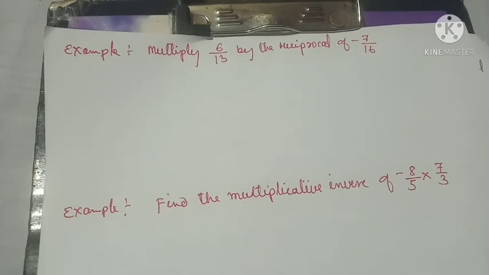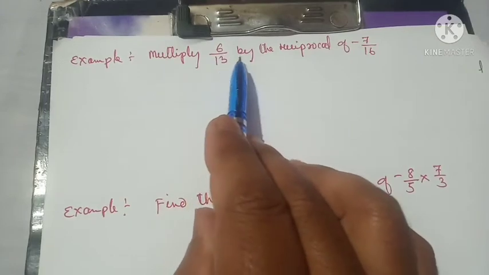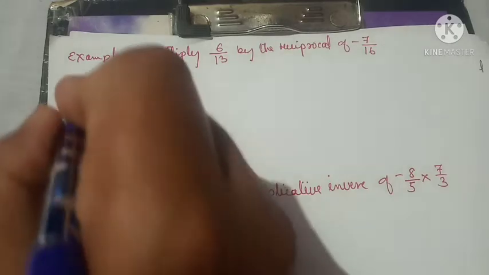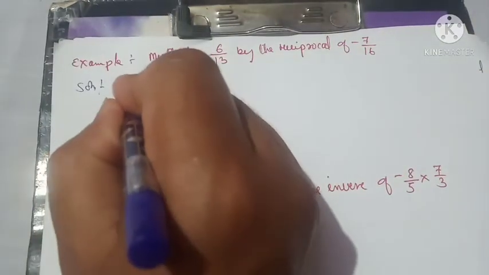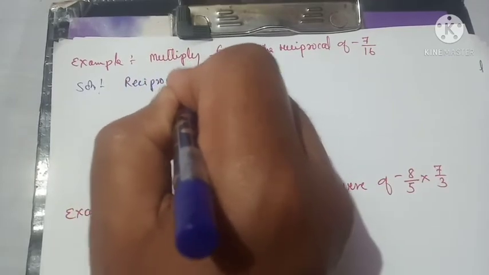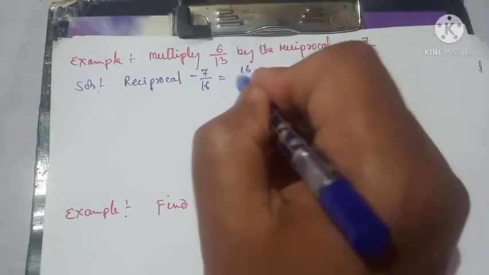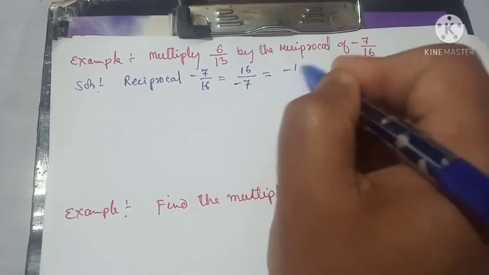These are a few examples, because we have already learned all the properties, so we need to discuss only a few examples according to the given properties. Multiply 6 by 13 by the reciprocal of minus 7 by 16. The reciprocal of minus 7 by 16 is 16 by minus 7, that means minus 16 by 7.